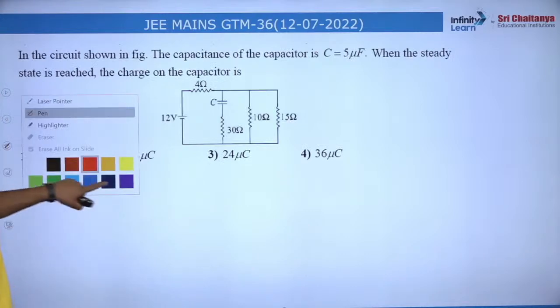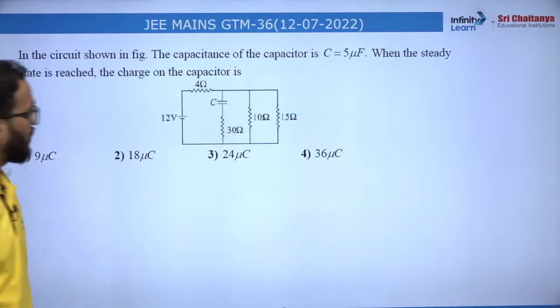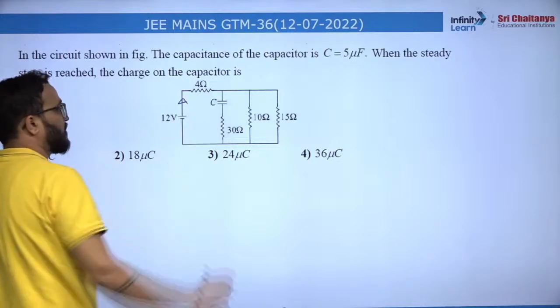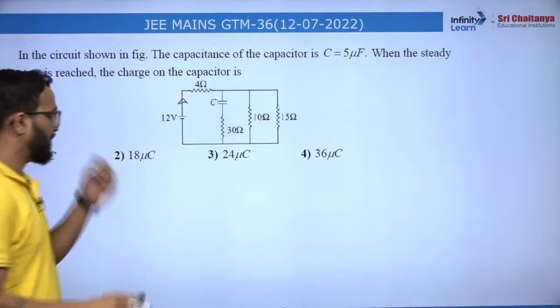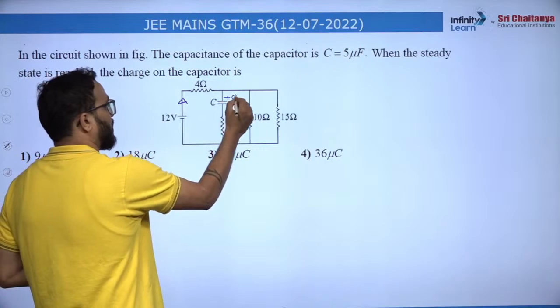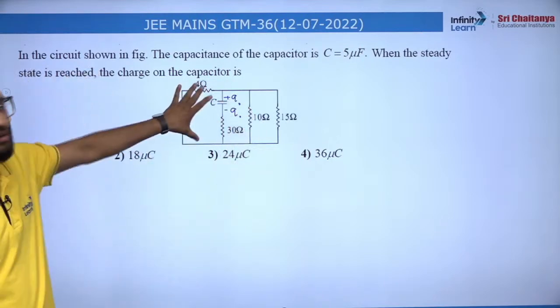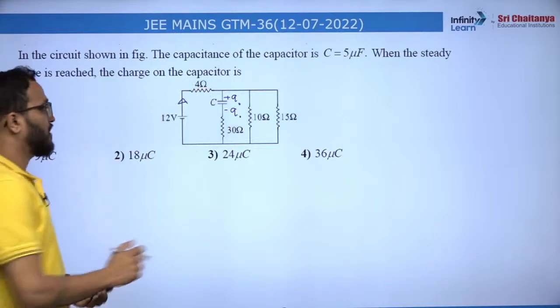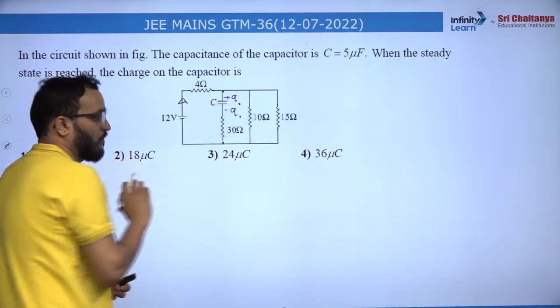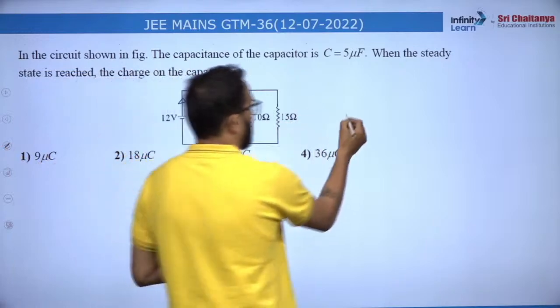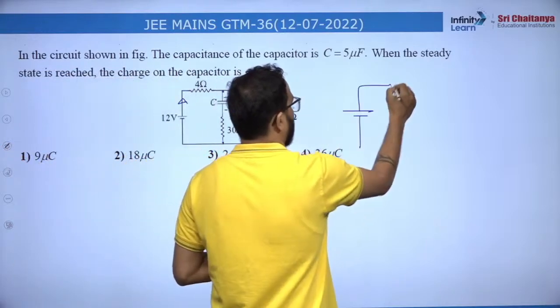Got it, students? Now this is again an interesting question. What they have done here is, when the steady state is achieved, plus Q naught, minus Q naught, and it completely blocks any flow of charge from here. So this is technically an open circuit now. So when the steady state is achieved, this question somewhat looks like this.